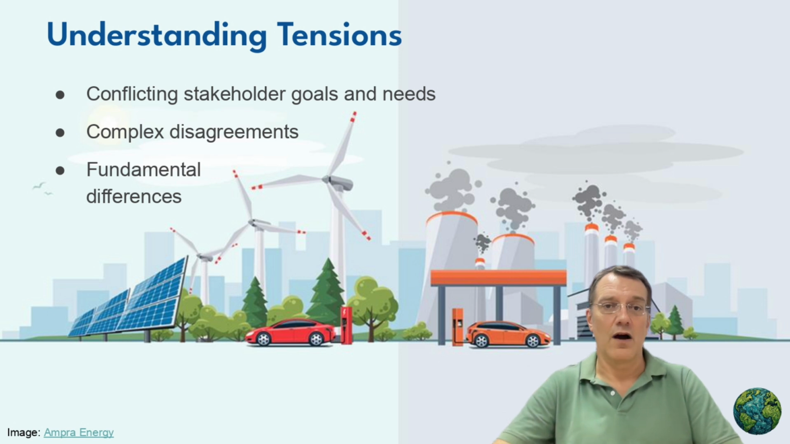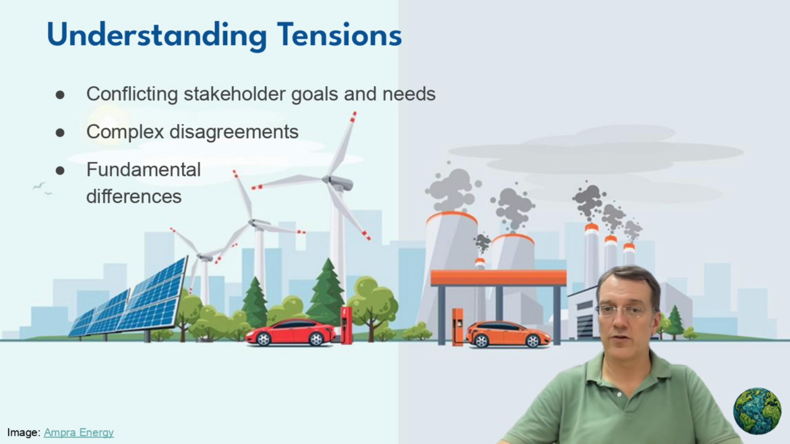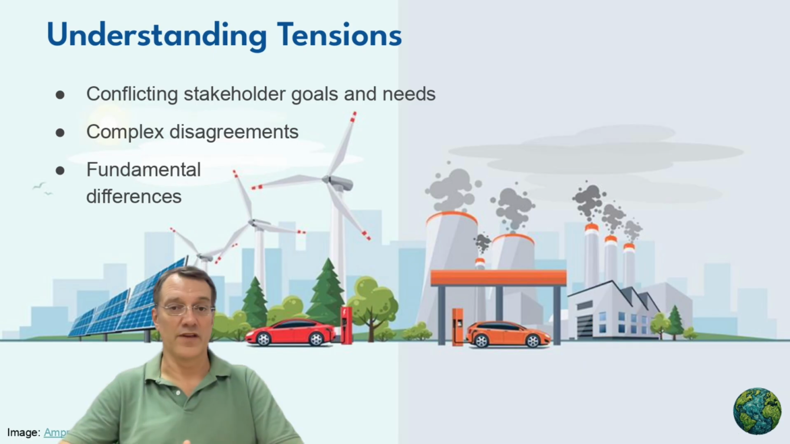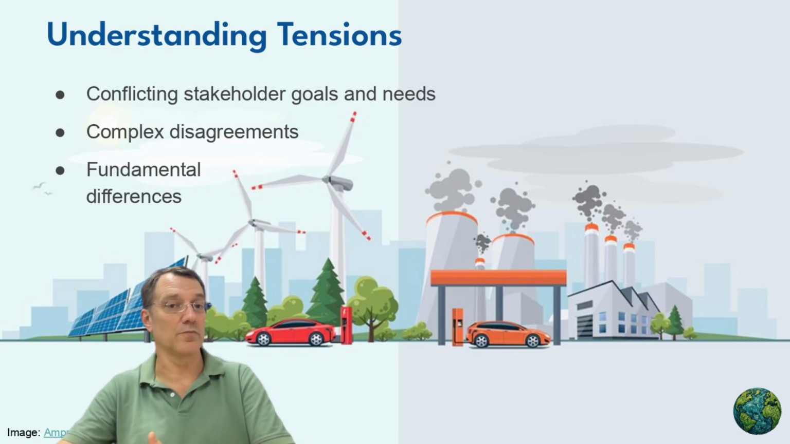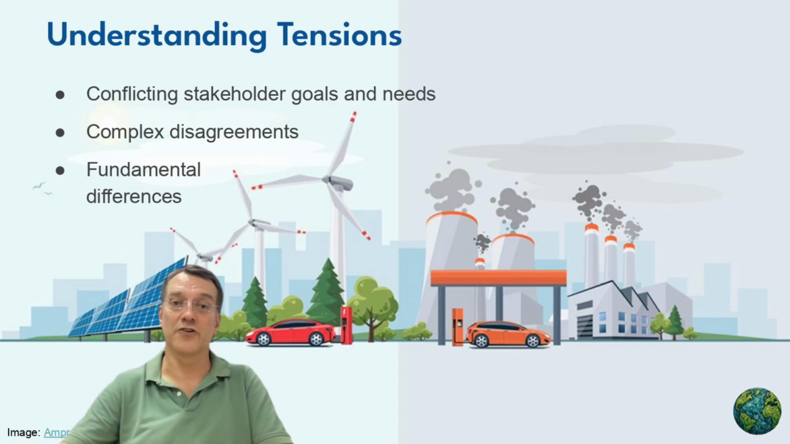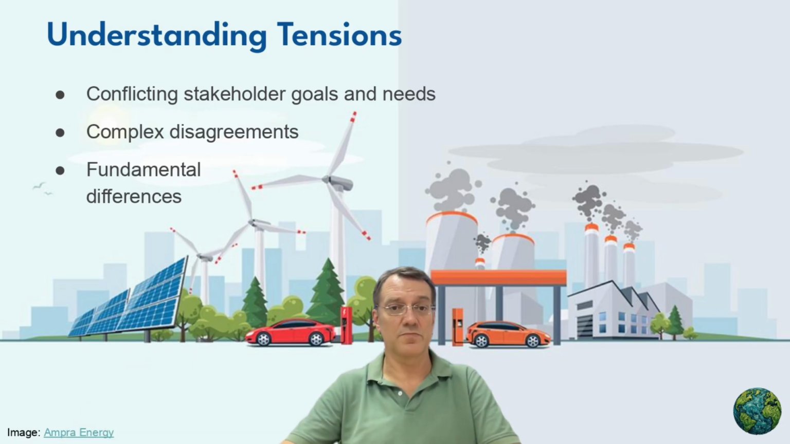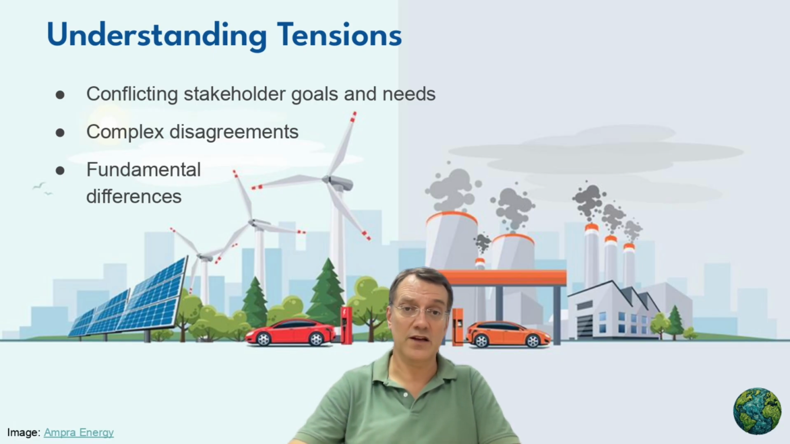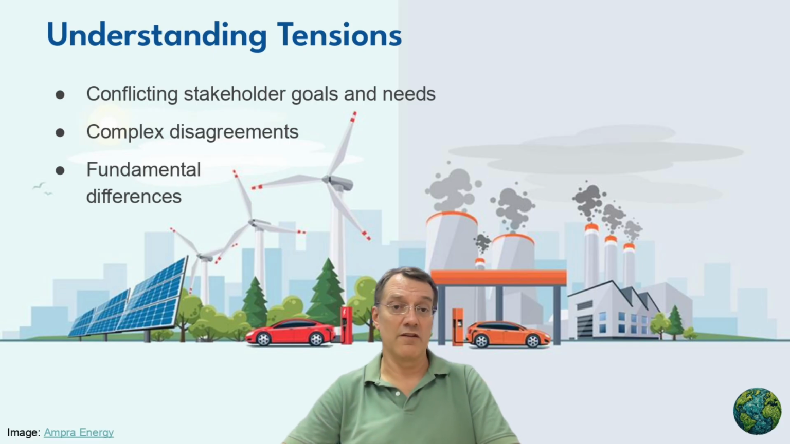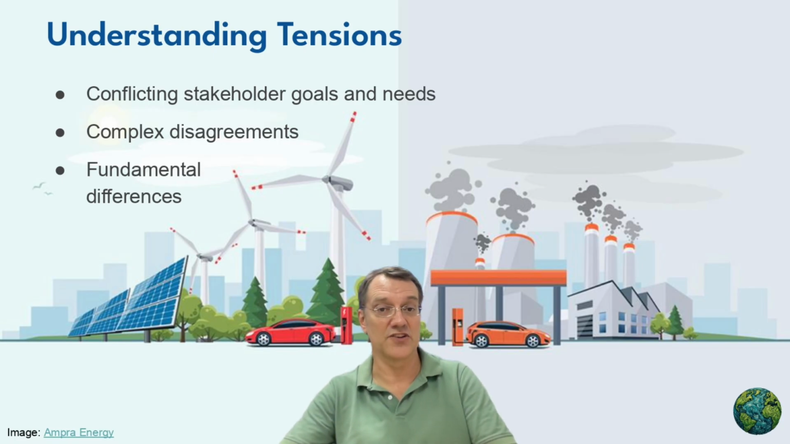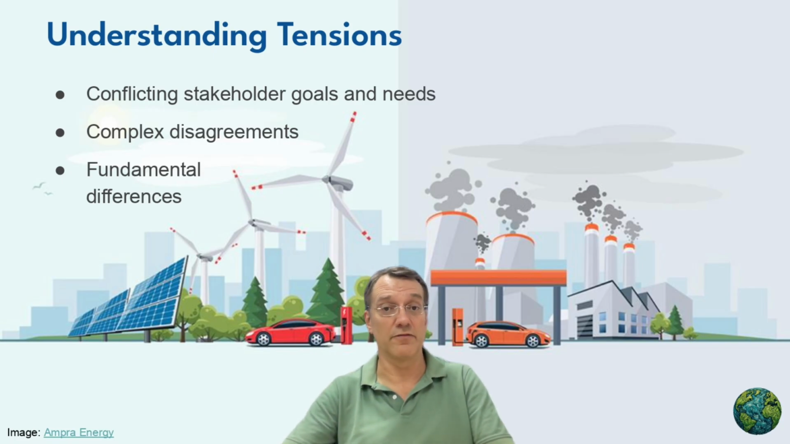Look at this image. On one side, you see renewable energy, wind turbines and solar panels, and that represents a clean energy future. On the other side, you see fossil fuel infrastructure and pollution, representing traditional energy systems. The tension exists because transitioning from fossil fuels to renewables involves huge economic changes, job losses in some sectors and job creation in others. It involves infrastructure investments and changes in energy costs. Different stakeholders care about different aspects of this transition, and their priorities often conflict.